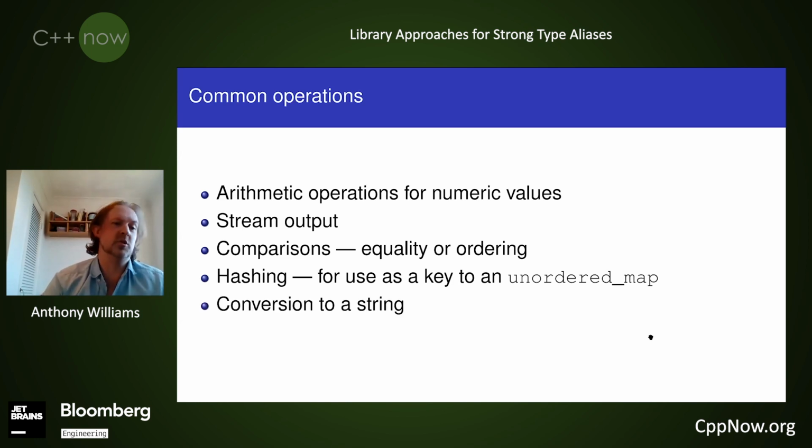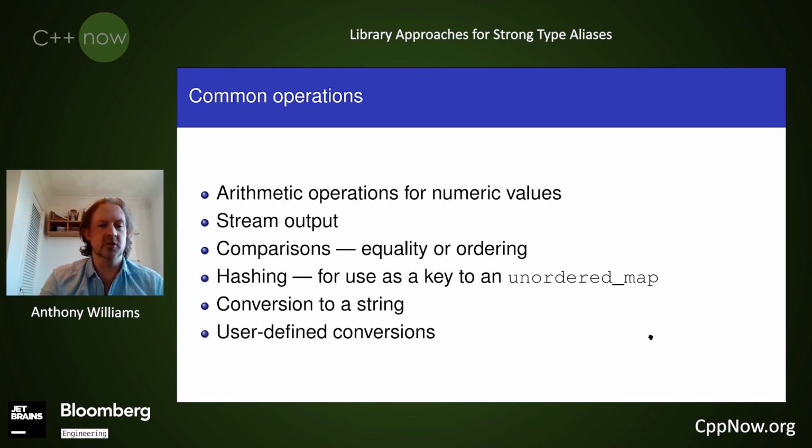You might want to convert to a string for the same reasons that we might want stream output. Converting to a string is, say, you could use standard string stream and write to that, but there might be a more direct canonical way of doing it, and so conversion to a string there might be something you might want to do.